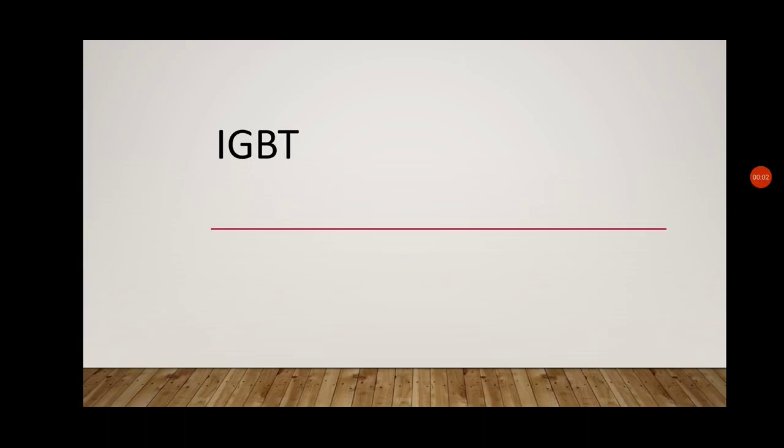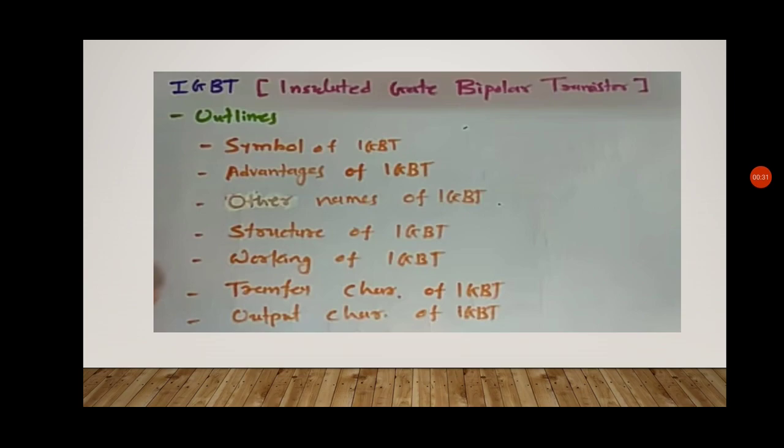Students, in this video we will study about IGBT or insulated gate bipolar transistor, and it is something of a cross between a conventional BJT and a FET, or you can say MOSFET, making it ideal as a semiconductor switching device. Now in this video we will study about the symbol of IGBT, its advantages, its structure, its working principle, then its transfer characteristics and the output characteristics.